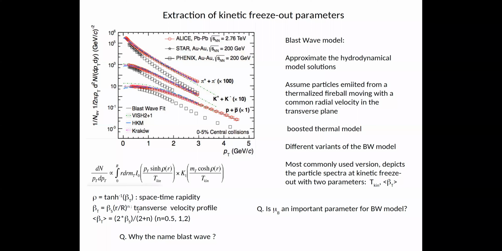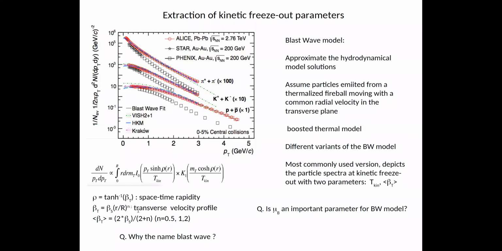So what is this n? n generally has a value of either 1 or 2. If you look at the traditional blast wave models, they take n equal to 1. Because if you put n equal to 1, then your velocity profile matches the Hubble expansion, which says that the velocity increases as you increase the size.